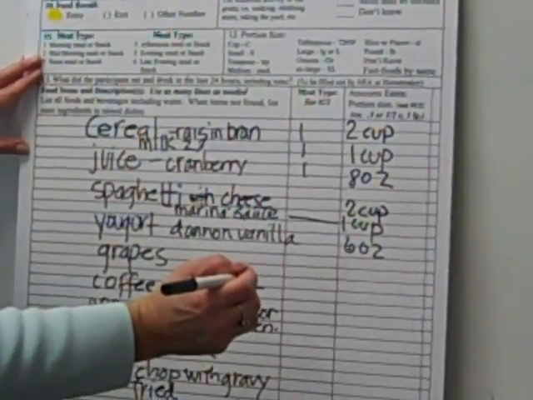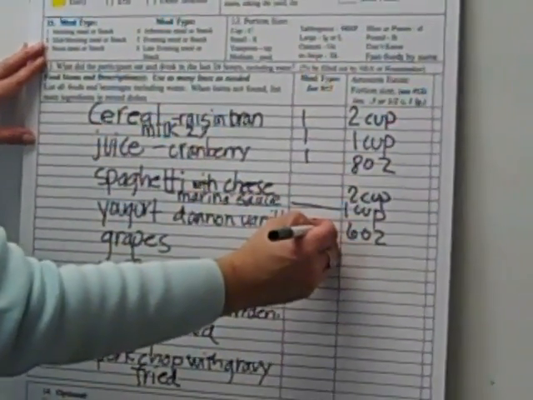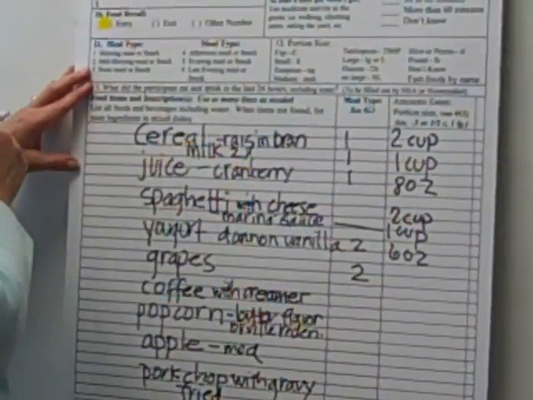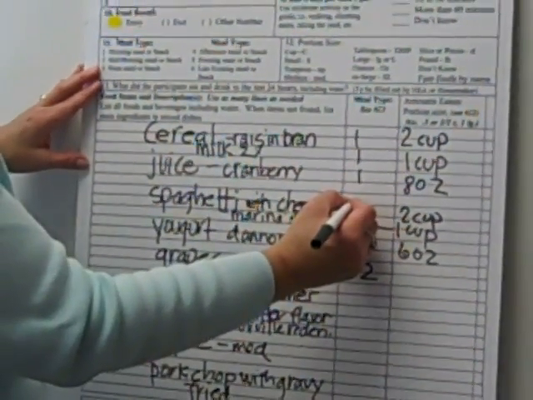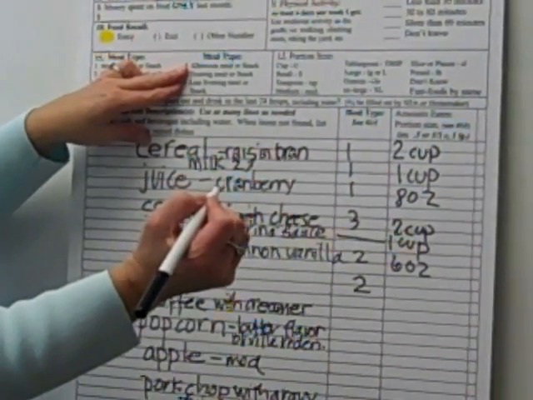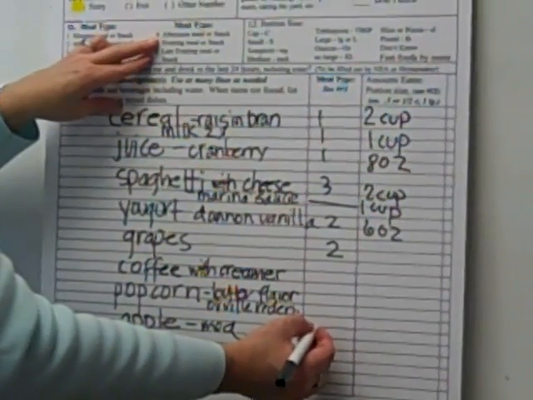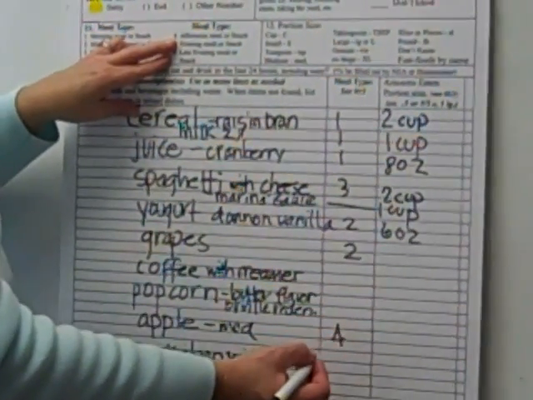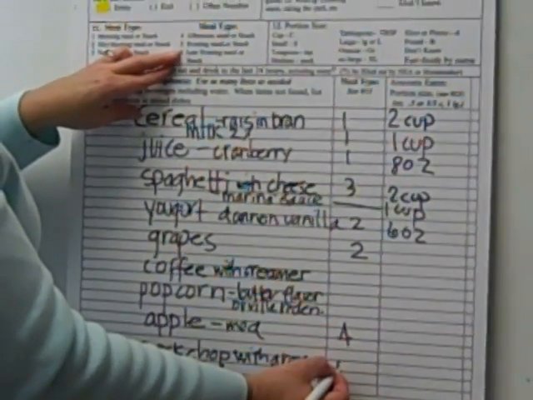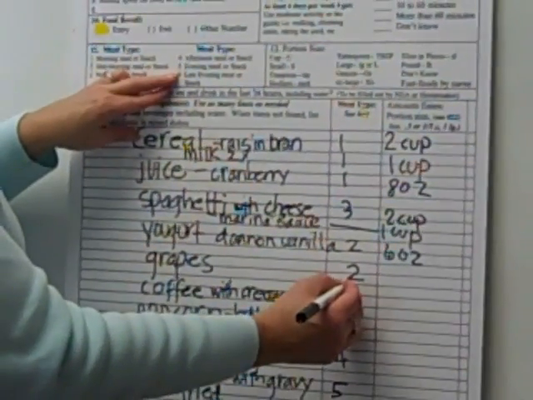Mid-morning meal or snack, that gets a number 2. That was my yogurt, and that was my grapes. Noon meal or snack, that was my spaghetti with cheese sauce. Afternoon meal or snack, that would have been my apple. That gets a number 4. My evening meal or snack, that would have been my fried pork chop and my grapes.